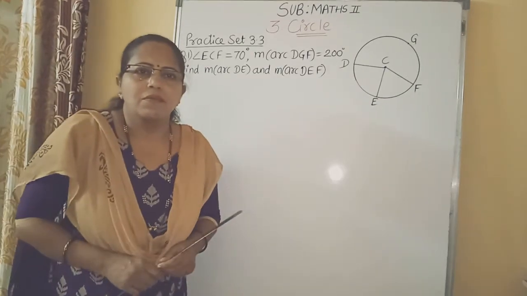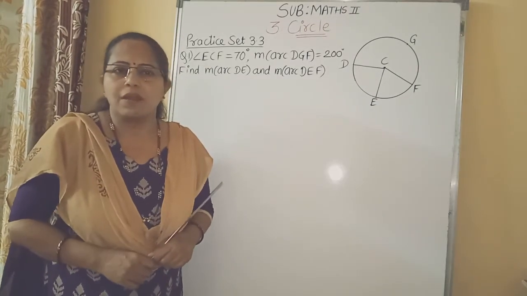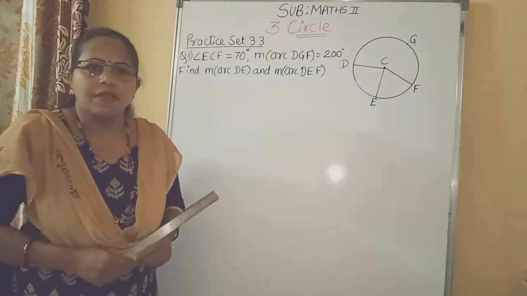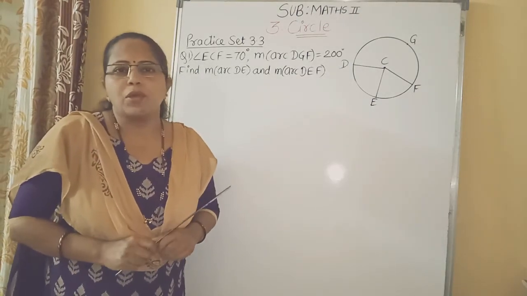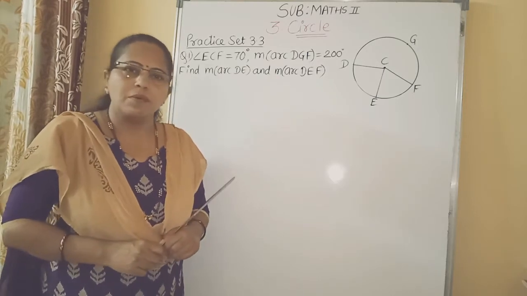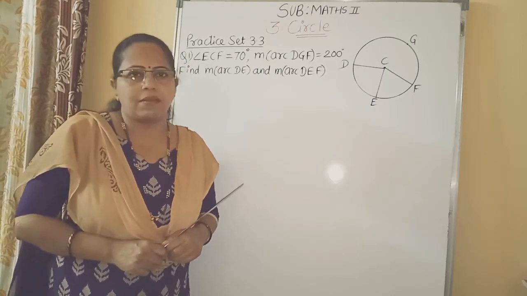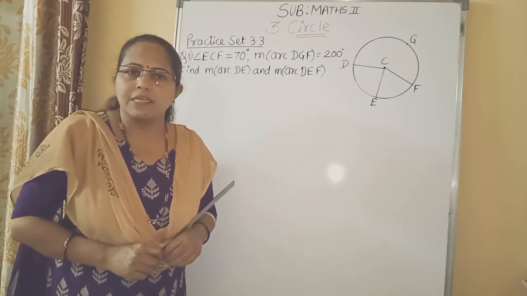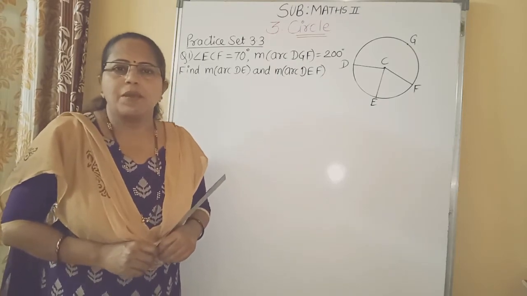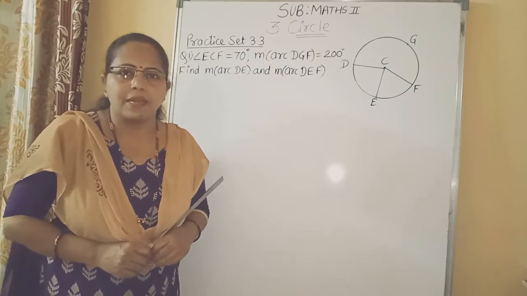Students, we studied the definition of arc of a circle. Then we studied how to find out the measure of minor arc. That measure of minor arc is equal to measure of corresponding central angle. And measure of major arc is equal to 360 degree minus measure of corresponding minor arc.